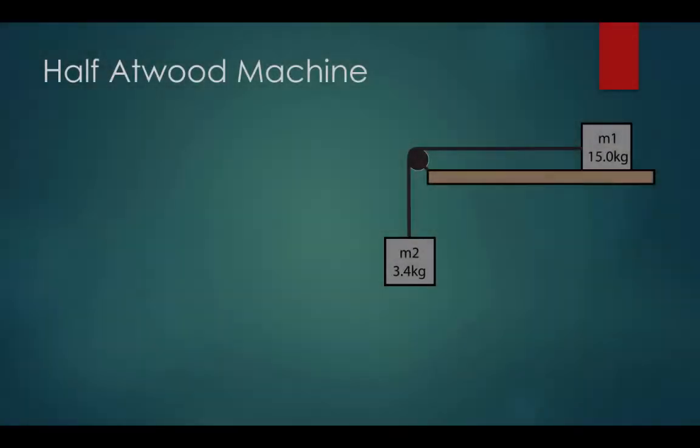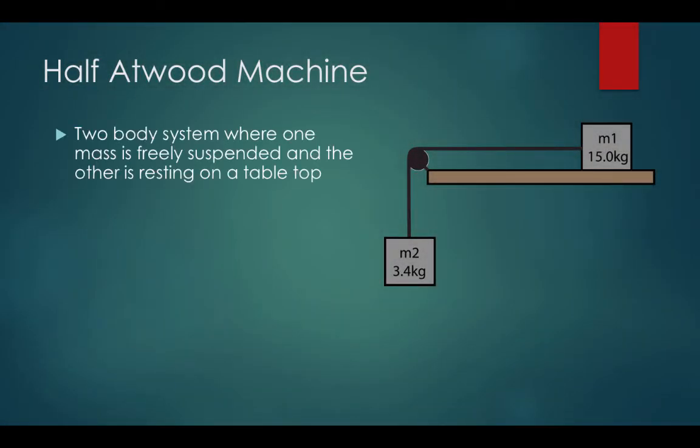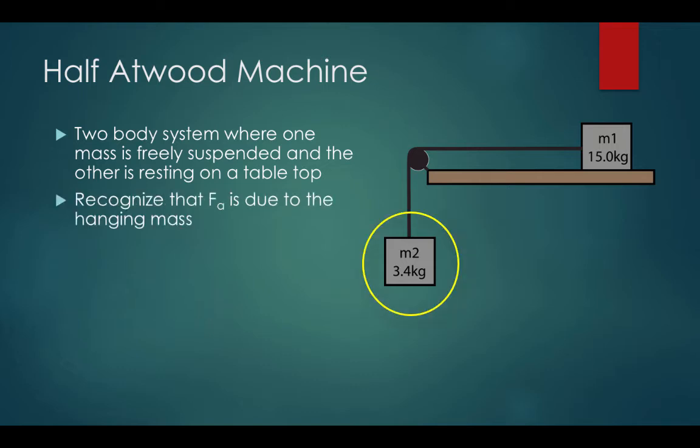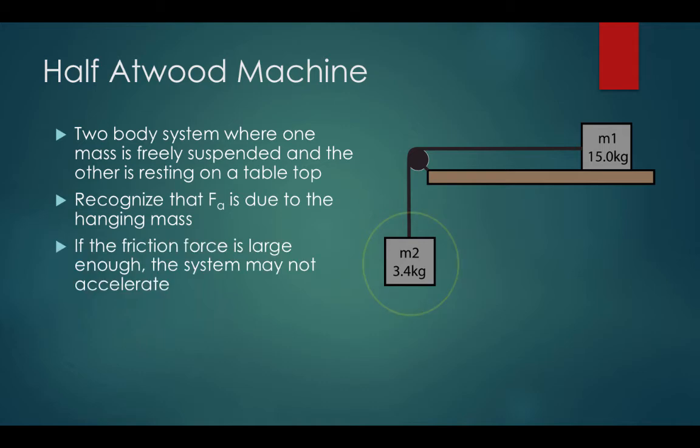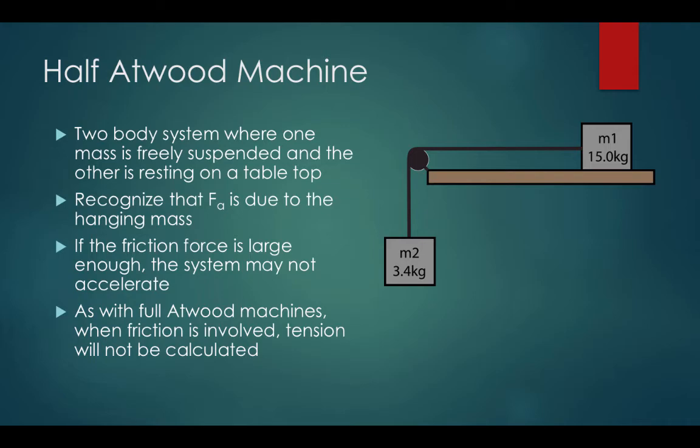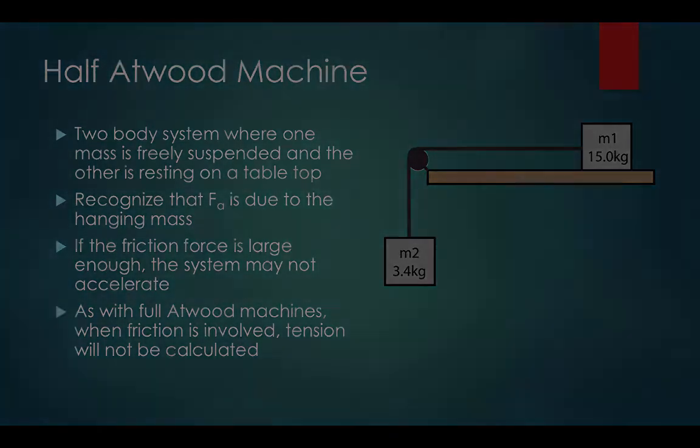Let's look at the half Atwood with friction. This is a two-body system where one mass is suspended freely, while the other is resting on a flat surface like a table. Movement of the system is due to the hanging mass. If the friction force is large enough, then the system may not accelerate. It may not move. Again, with Atwoods, if there's friction, we will not bother calculating tension.